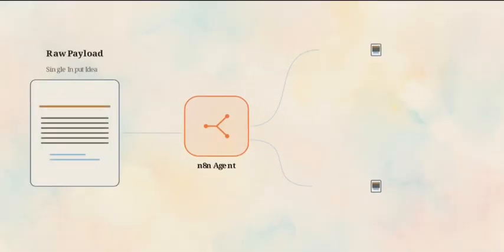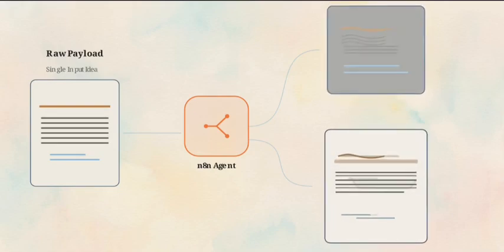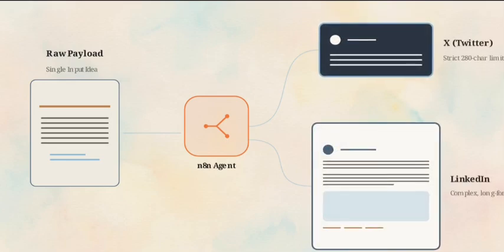Path A synthesizes the raw data into a strict 280-character payload optimized for X. Simultaneously, Path B reformats the same data into a complex long-form payload optimized for LinkedIn's formatting rules. The core orchestration layer performs a powerful structural mutation, mapping a single raw input into simultaneous platform-native states.